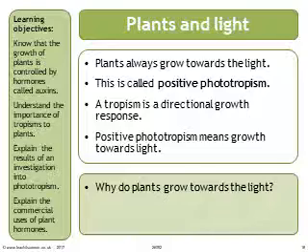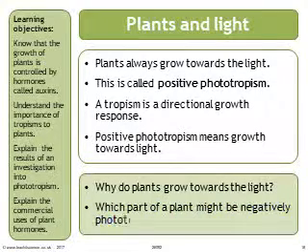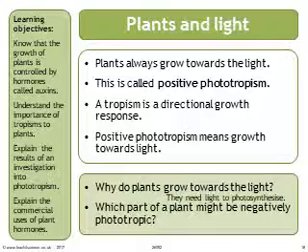Plants have to grow towards the light for photosynthesis. Photosynthesis helps with the chemical process of aerobic respiration in plants. You should revisit your notes, your revision guides to determine what photosynthesis is. Which part of the plant might be negatively phototropic? Negative phototropic means grow away from the light. You should have come up with the roots.